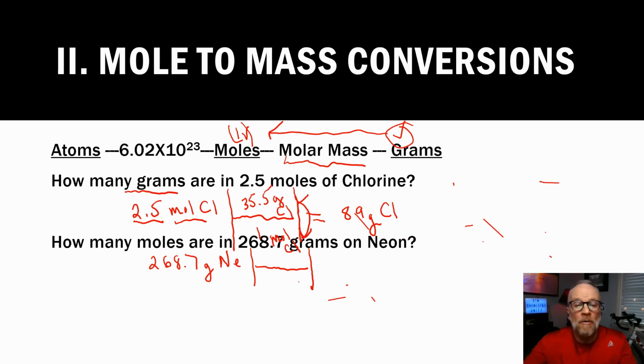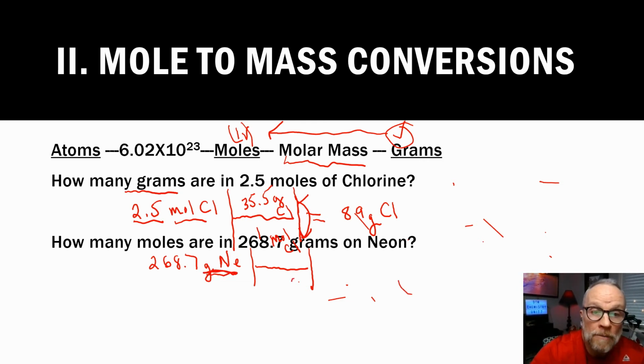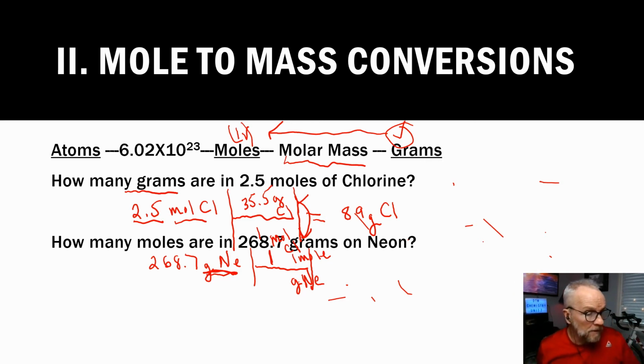And so now we start with grams here. So the grams will go on the bottom of our conversion factor per 1 mole. So 1 mole of neon, grams per mole of neon, let me look that up, 20.18 on the periodic table that I got. So we'll say 20.2. And now we just divide, we multiply across the top, 268.7 times 1, divided by 20.